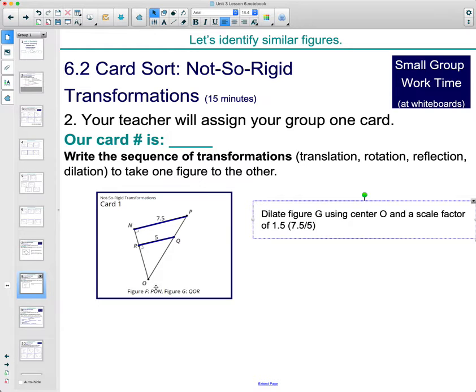And then this one actually just lands right on top of it. So that's all you would need to do on this one is dilate figure G, the smaller one, with O as the center and a scale factor of 1.5.